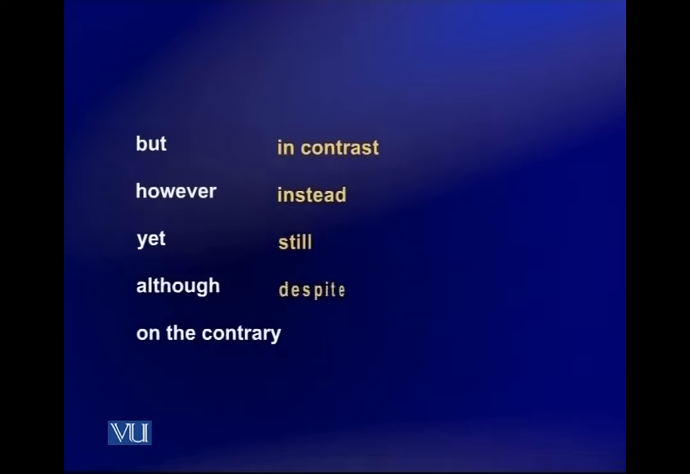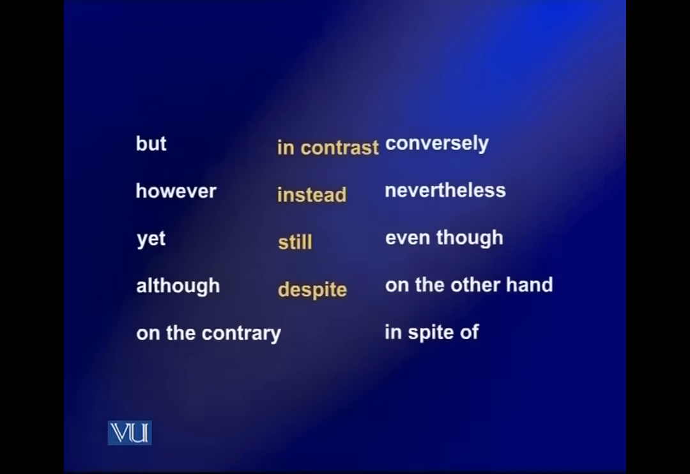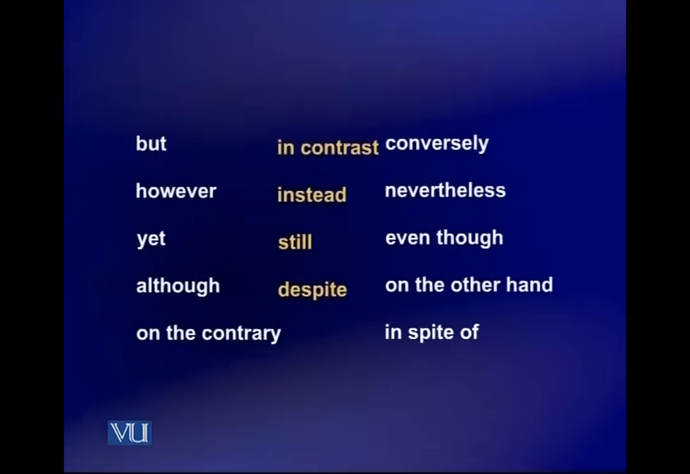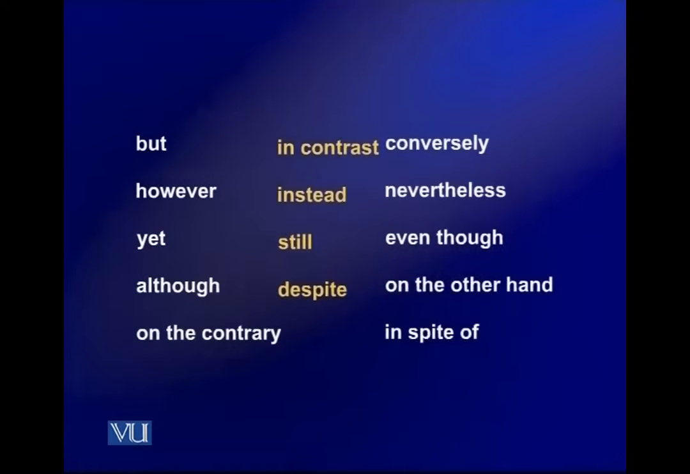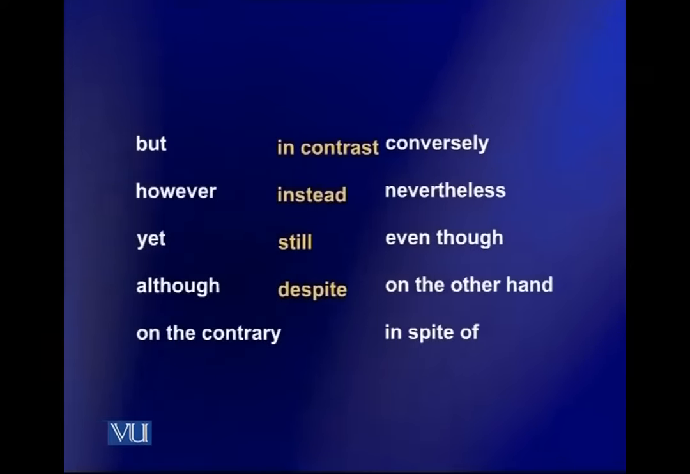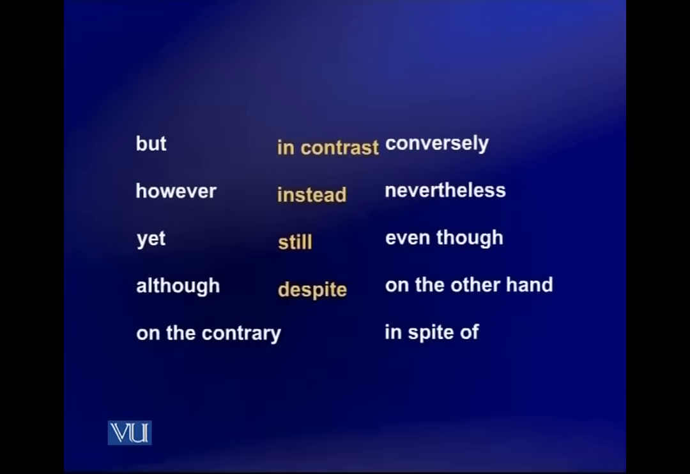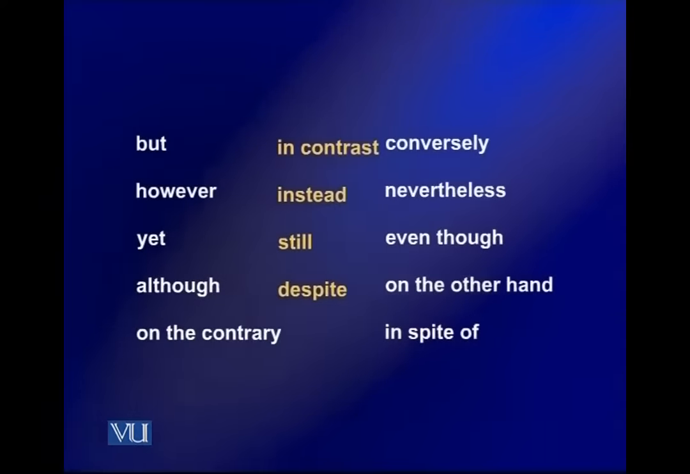Now we will look at another example, and that is words that signal contrast. Contrast between two things, maybe more than two things. And the words are, you are all familiar with them, very common words. Words like but, however, yet, although, on the contrary, in contrast, instead, still, despite, conversely, nevertheless, even though, on the other hand, in spite of. The first example says, although he works late at night, yet he appears fresh in the morning. There are two signals over there, although and yet.